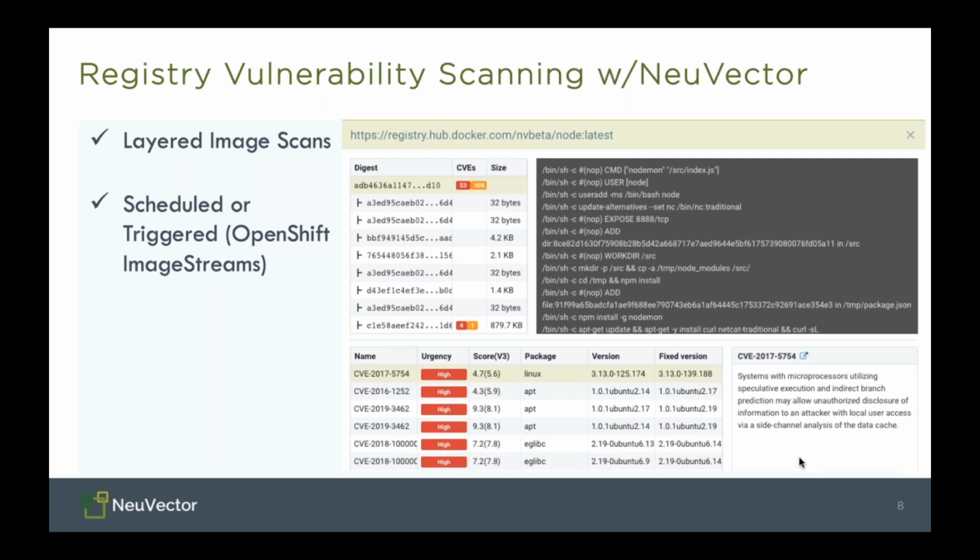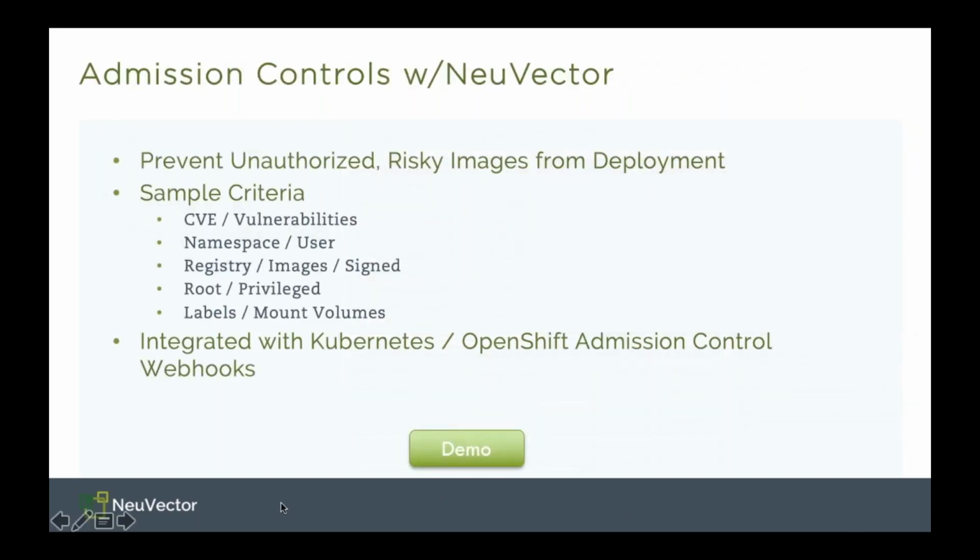So you've done your build and your registry scanning, and then the next step in the pipeline as far as security goes is to define some admission controls. And with admission controls, you're going to make sure that unauthorized or risky images are not allowed to be deployed, or conversely, that only images from an identified registry are allowed to be deployed. Different criteria can be used to allow or deny deployment. Those could be based on vulnerabilities, namespaces, registries, whether a container is root or privileged, or even custom labels that you put in there.